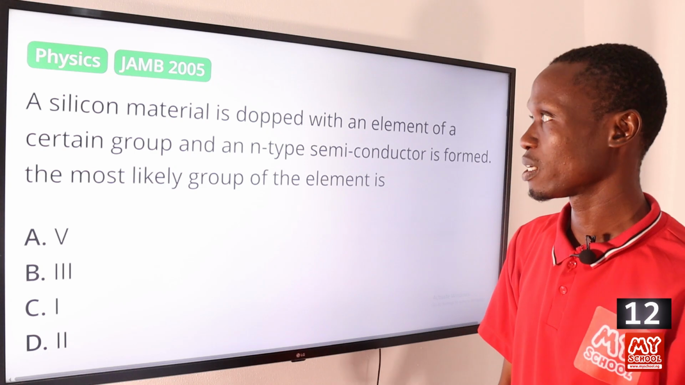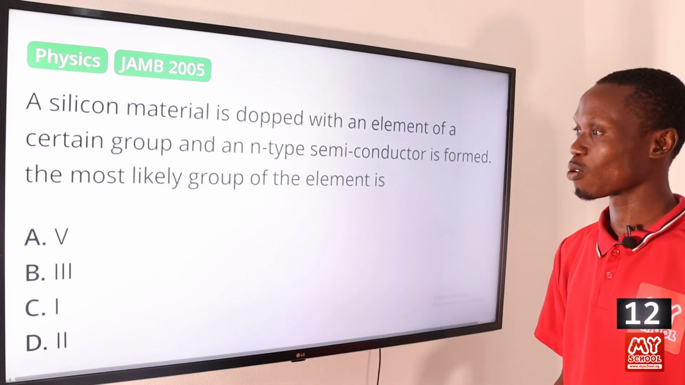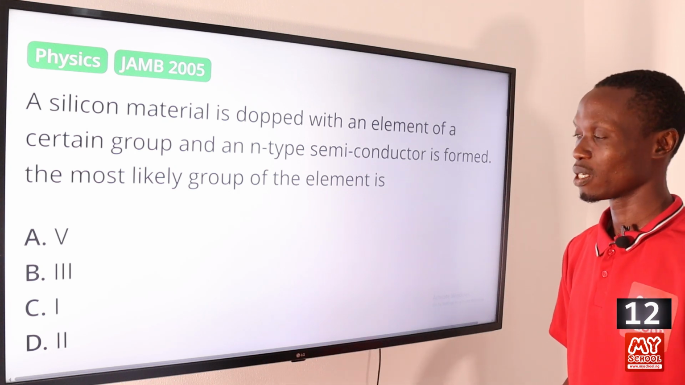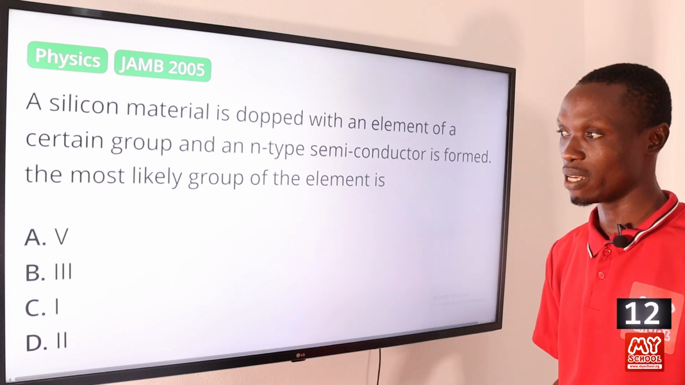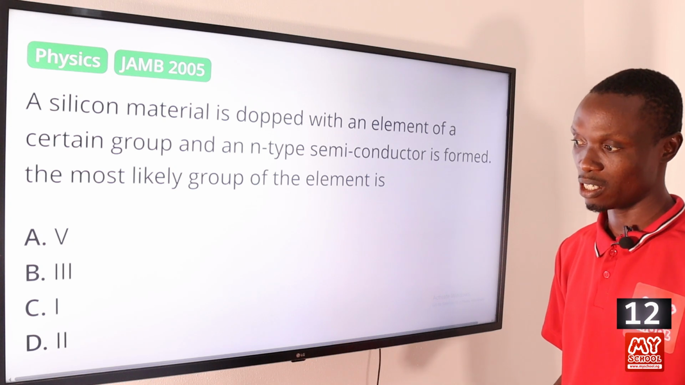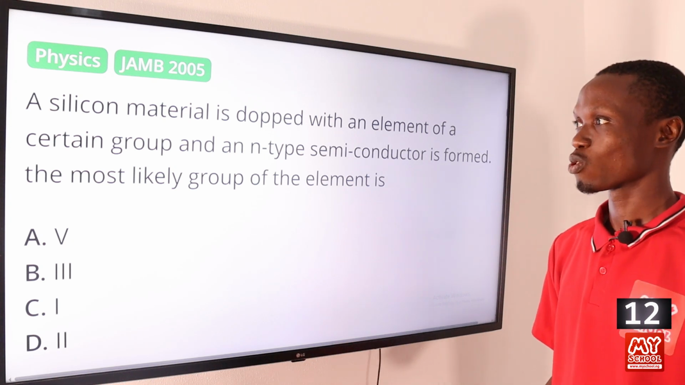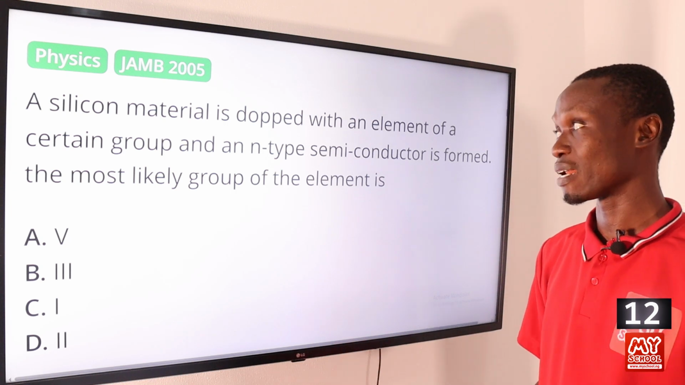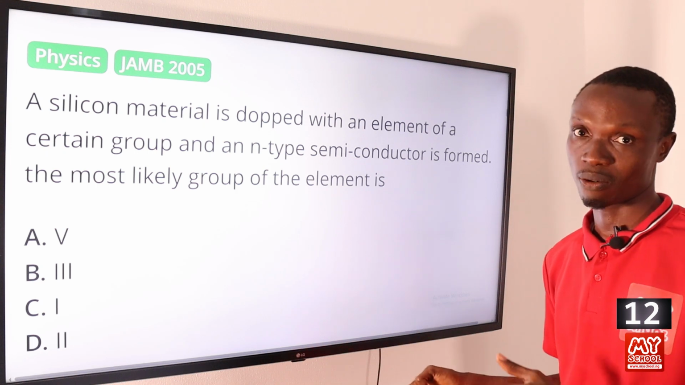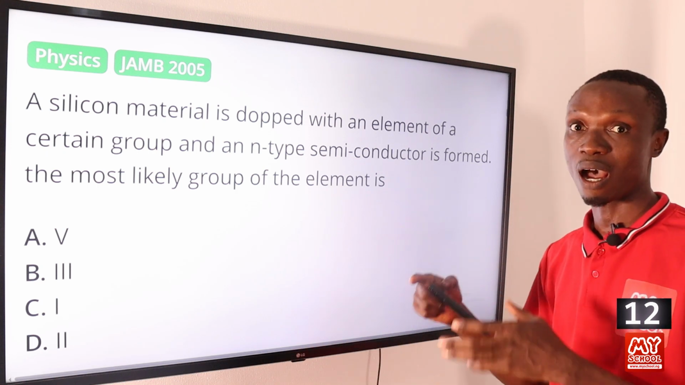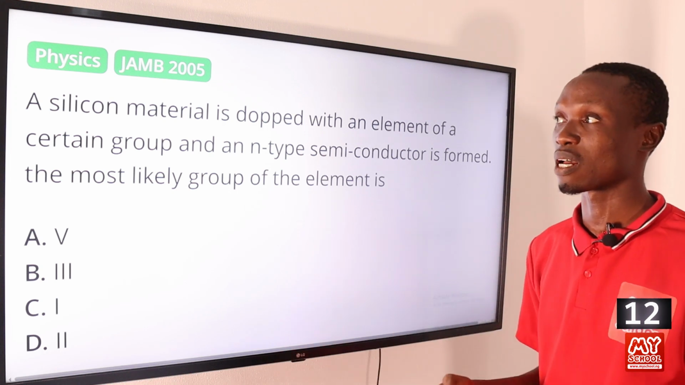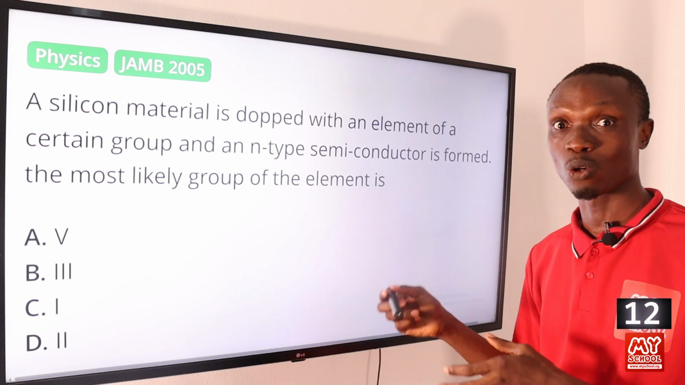Question 12. A silicon material is doped with an element of a certain group and an n-type semiconductor is formed. The most likely group of the element is: A, 5; B, 3; C, 1; and D, 2. Okay, so if you want to achieve an n-type semiconductor material, you simply need to dope the silicon material with an element that has more electrons on its atomic shell than the silicon material. Now remember that silicon has 4 electrons on its atomic shell.